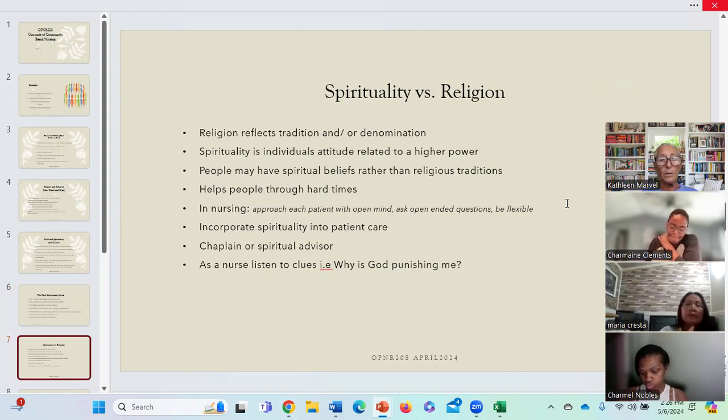Religion reflects tradition. We talked about that. Spirituality is an individual's attitude. So there's two terms: religiosity and spirituality. Spirituality is the big picture. This is whatever your attitude is related to a higher power, how things all fit in the universe spiritually. Where religion is really limited to whatever your religious tradition or your denomination is. So that's the difference between religion and spirituality.